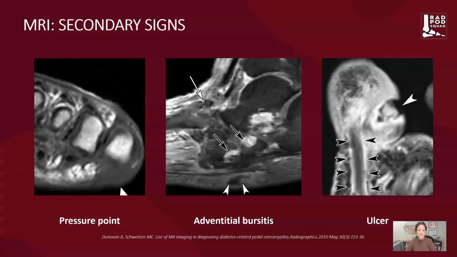Again, secondary signs, let's take a look. These were written up in this wonderful paper, this landmark paper in the use of MR imaging by Schweitzer and Donovan. I encourage you to check out all the writings by these authors. Pressure point, T1 marrow infiltration of the soft tissues on this transaxial short axis view of the forefoot. And here we can see adventitial bursitis.